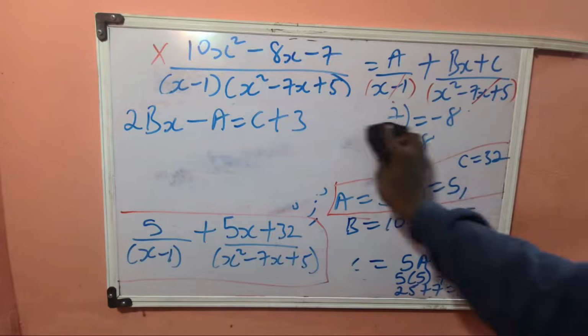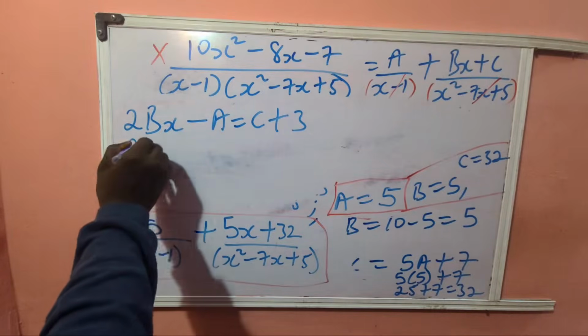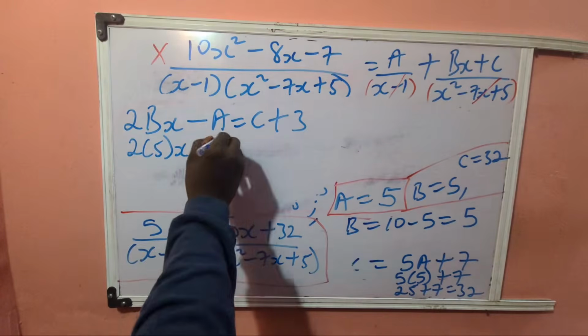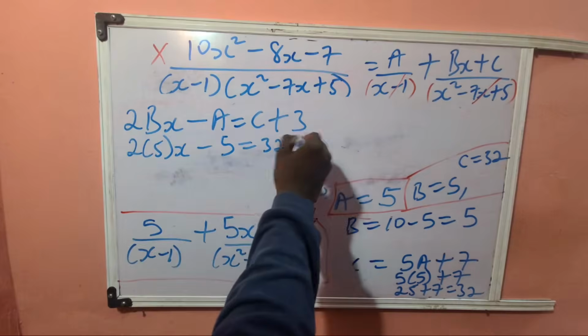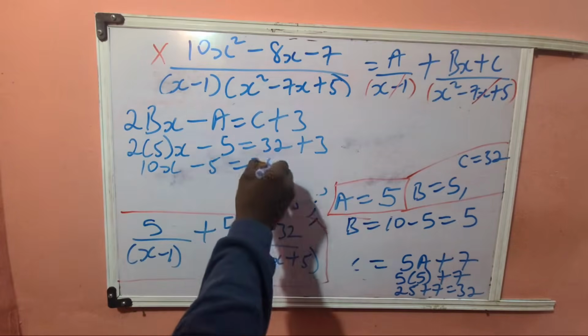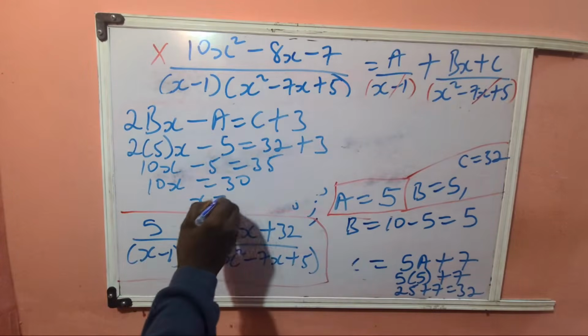So who can give that answer in a few seconds? You're told to solve the equation 2bx minus a equals c plus 3. Right, without wasting time, our b is 5, so that will be 2 into bracket 5x minus our a, which is 5, equals 32 plus 3. This will be 10x minus 5 equals 35. This is 10x equals 30. Our x equals 3.